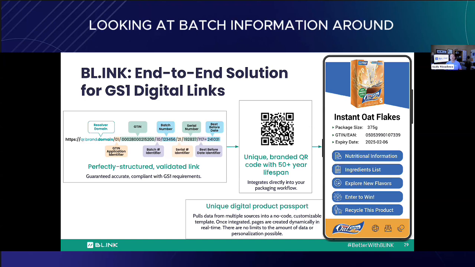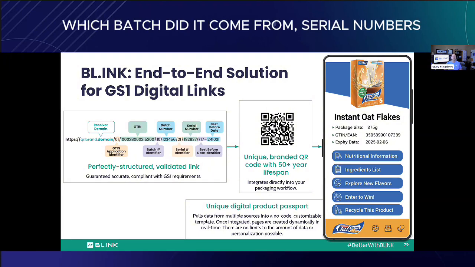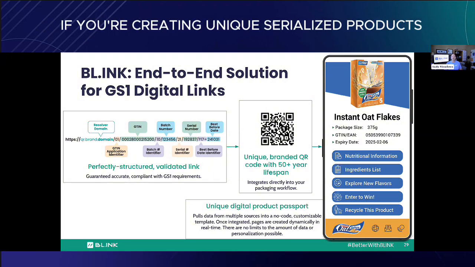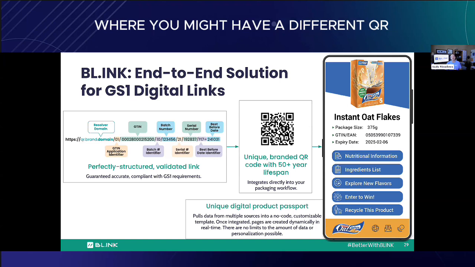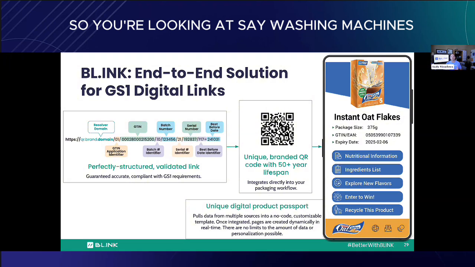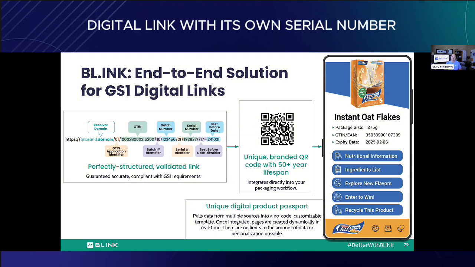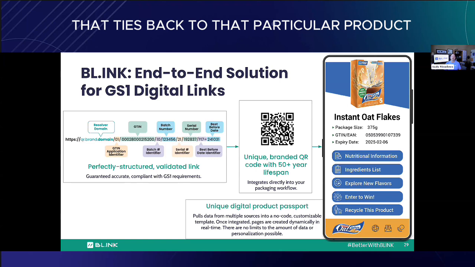Looking at batch information, in terms of if you're looking at your product sourcing, which batch does it come from? Serial numbers, if you're creating unique serialized products where you might have a different QR code for each and every one of those products. So if you're looking at, say, washing machines, each one of those could have a unique GS1 digital link with its own serial number that ties back to that particular product.